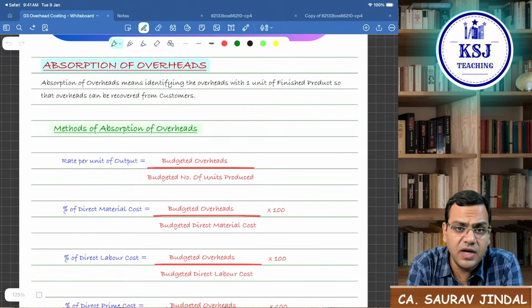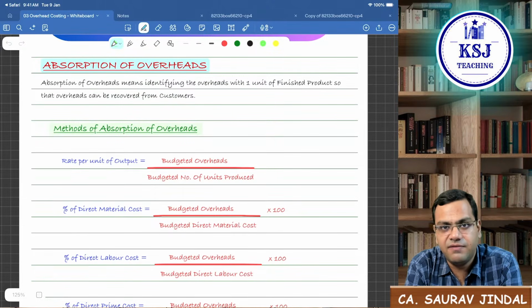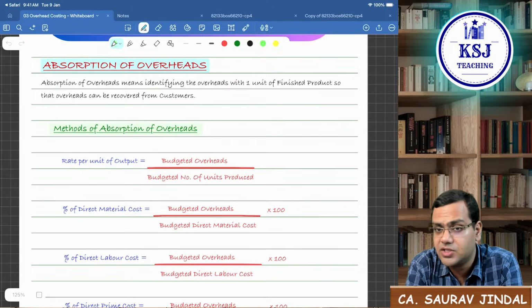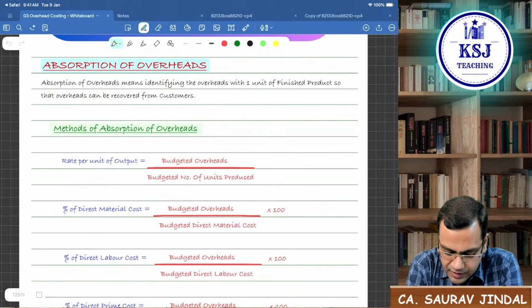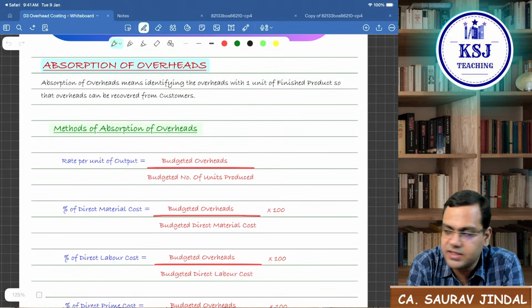Any doubts if you have in yesterday's session? The overheads part that we have done, we completed the primary distribution, we completed the secondary distribution. So today we'll be starting with the absorption of overheads. Then we will talk about under and over absorption of overheads and wind up the chapter. Then we will do some questions on machine hour rate. Just let me know if you have any doubts in yesterday's session.